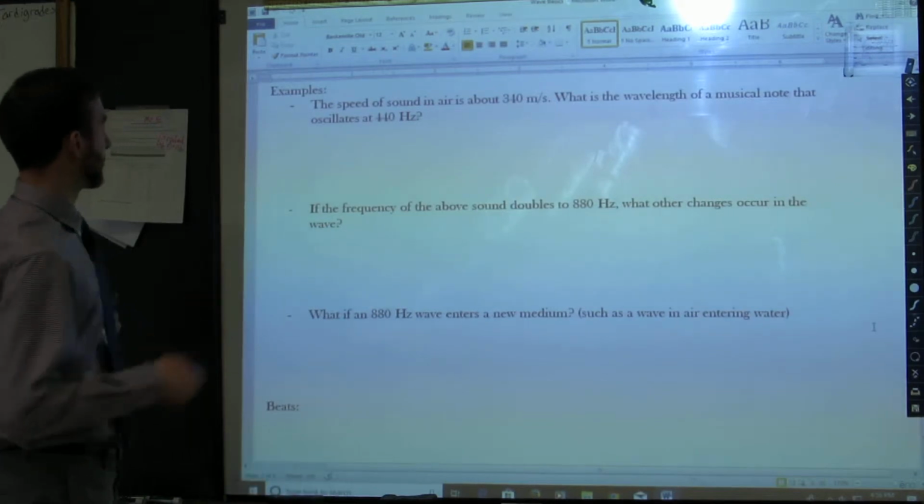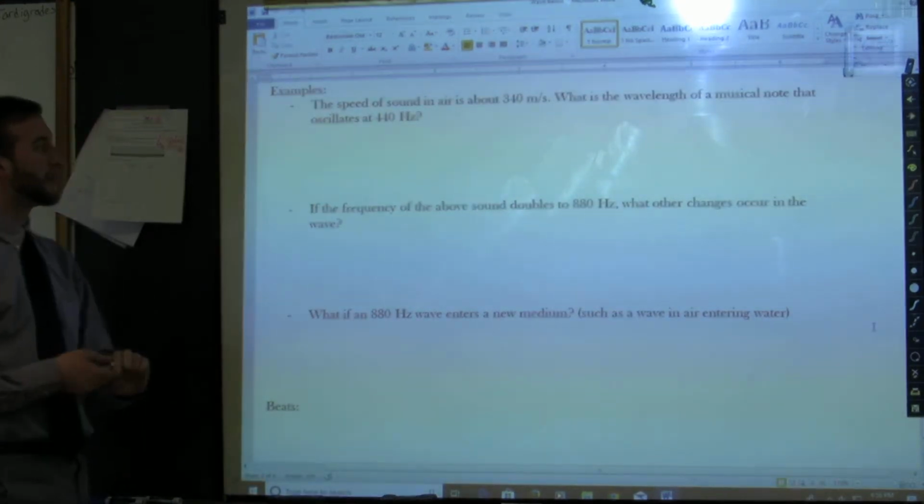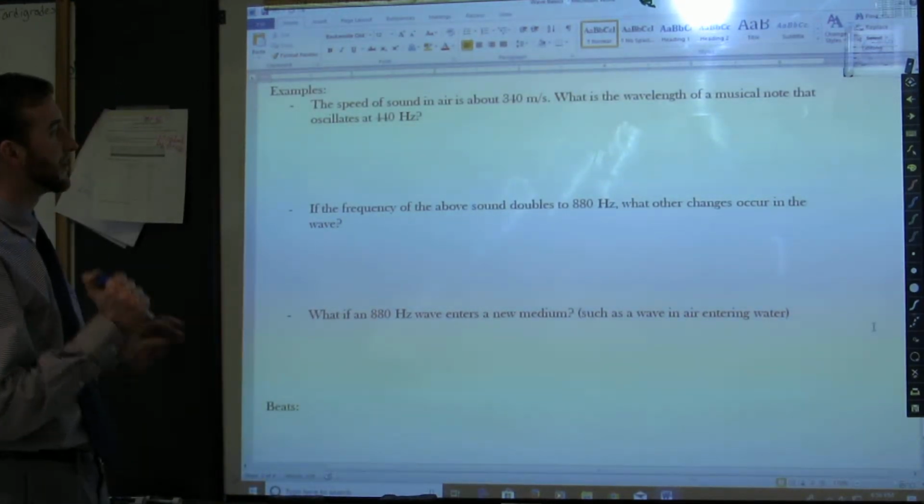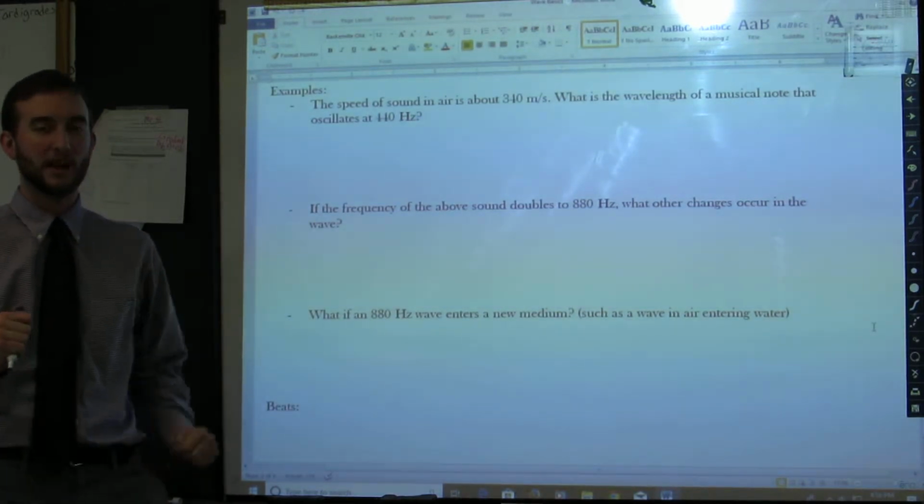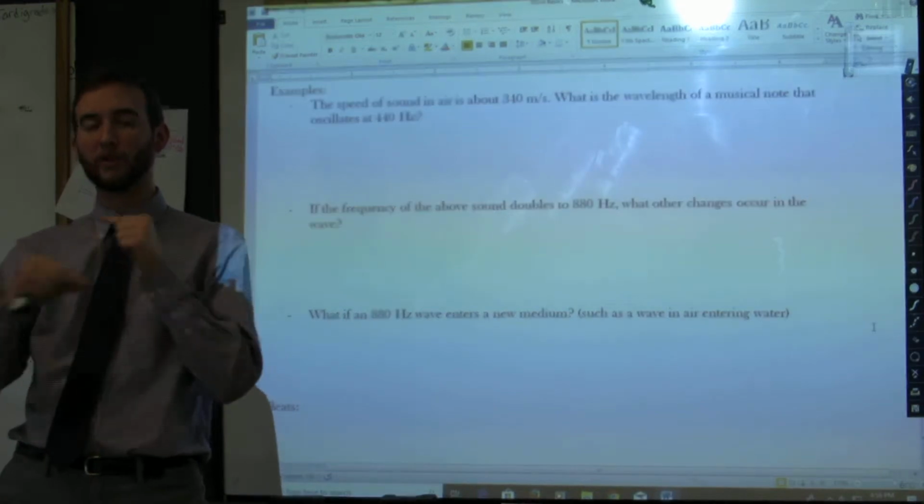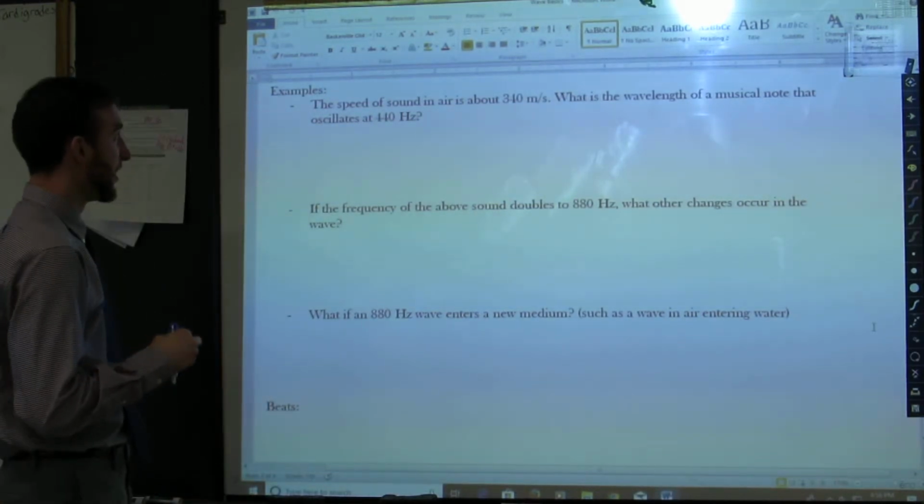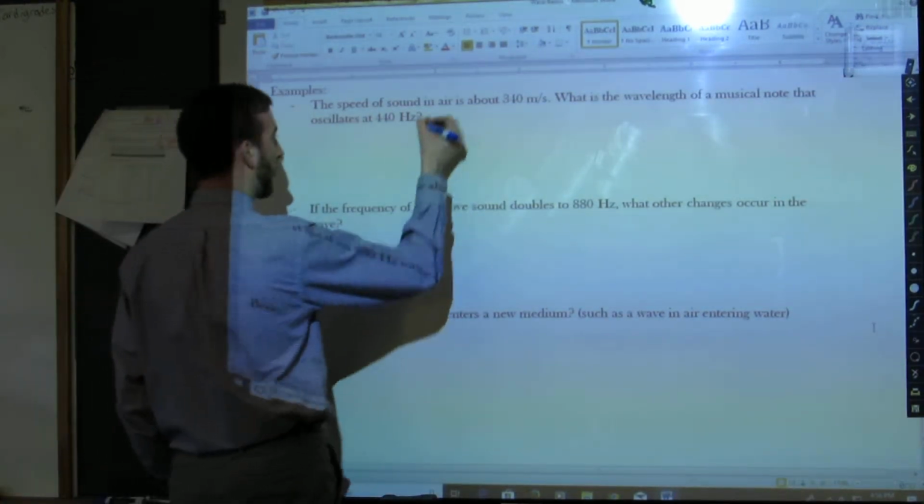Okay, examples. Speed of sound in air is about 340 meters per second. What is the wavelength of a musical note that oscillates at 440 hertz? That means this sound goes through 440 cycles per second. This is a very simple question, very, very straightforward.